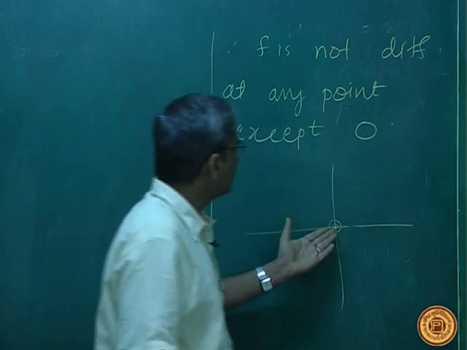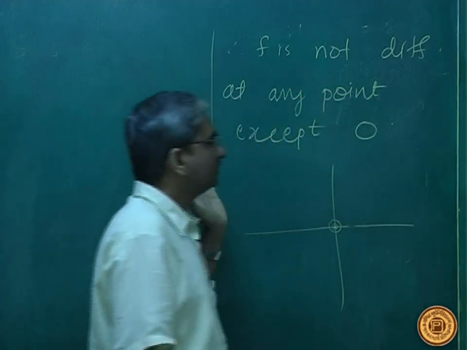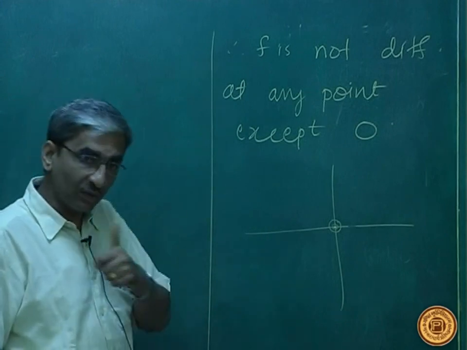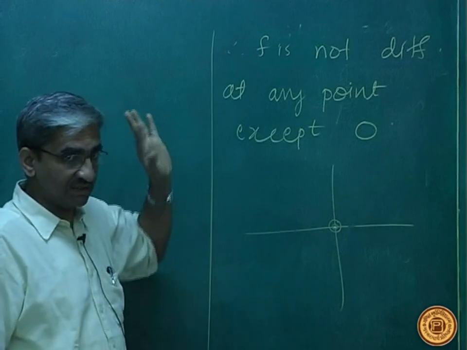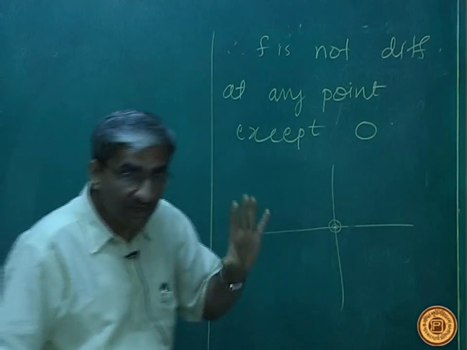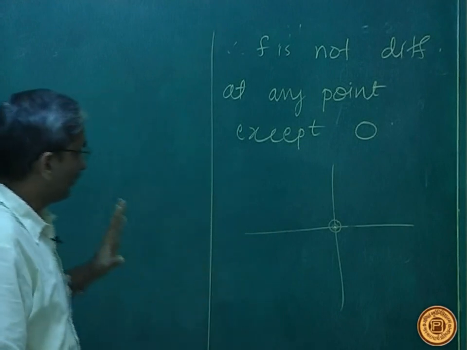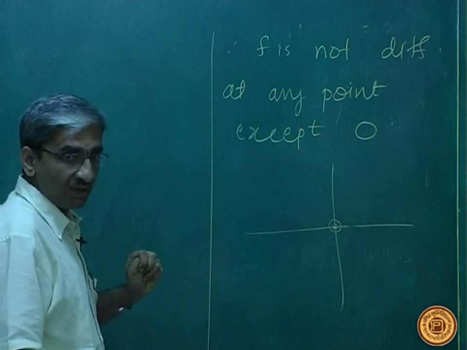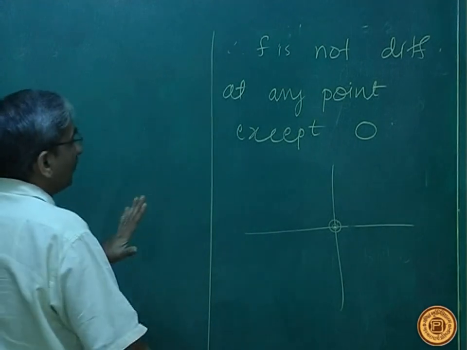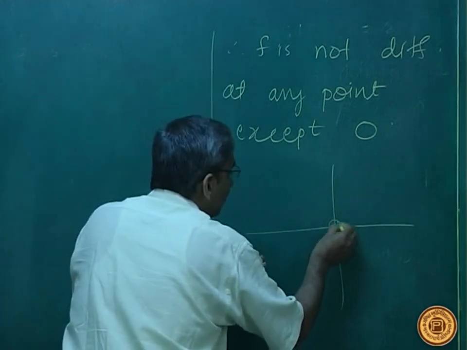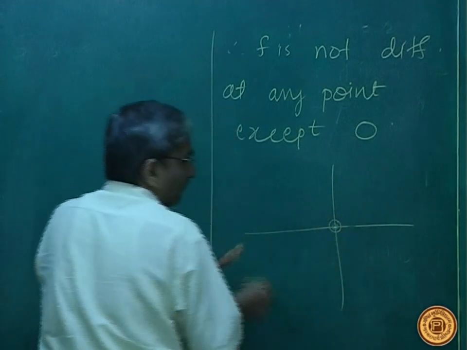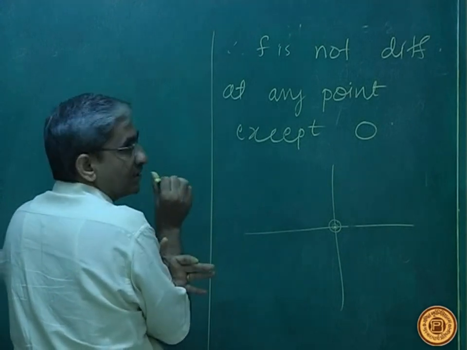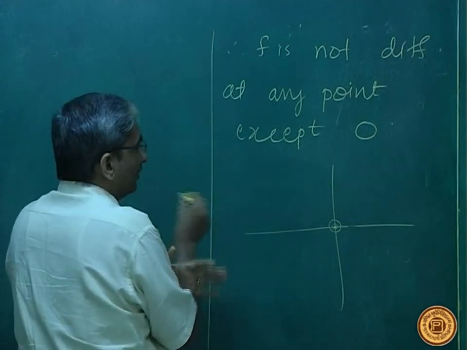But this is not differentiable at any other point, it is only differentiable at 0. So, this is not analytic anywhere. Remember, this is differentiable at 0, but not analytic at 0. Why? Because to be analytic at 0, we must get a neighborhood such that at every point of that neighborhood the function should be differentiable, which is not true here.